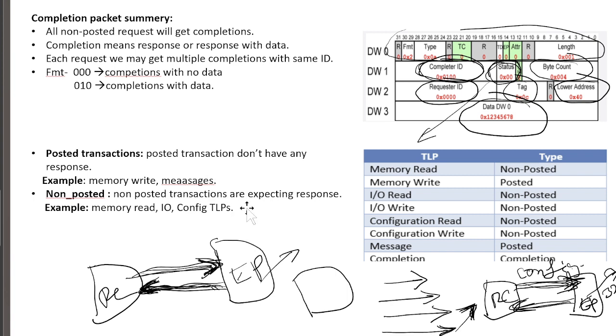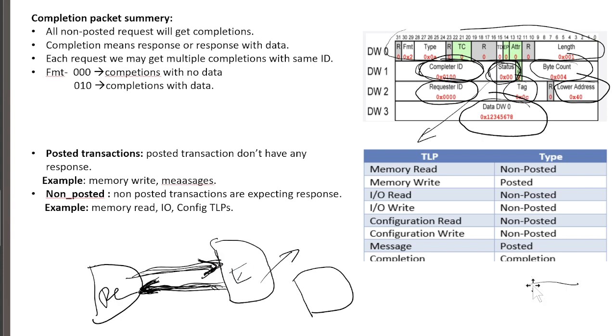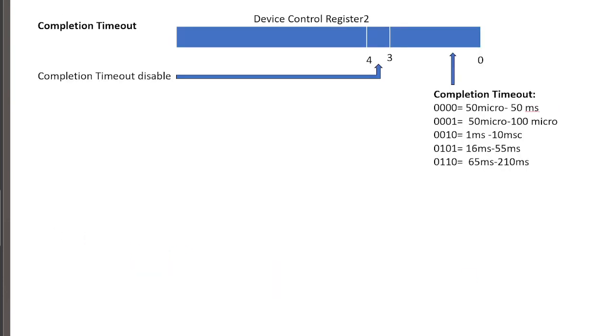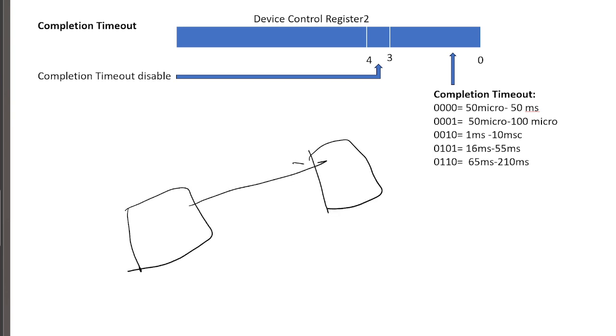I will cover posted, non-posted, and completion. What is the completion needed? Completion, completion with data, and completion without data. We'll also see one more point, which is the completion timeout. So you have an RC and an EP, and let us assume you are sending a memory read packet. The RC will send the request, and the EP needs to generate that memory packet. Let us say I want to read the data at addresses 0 to 15.